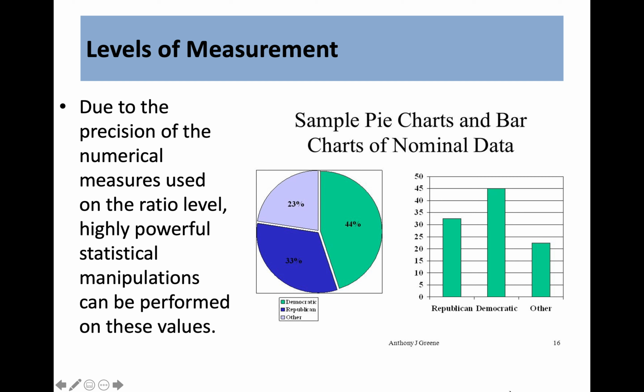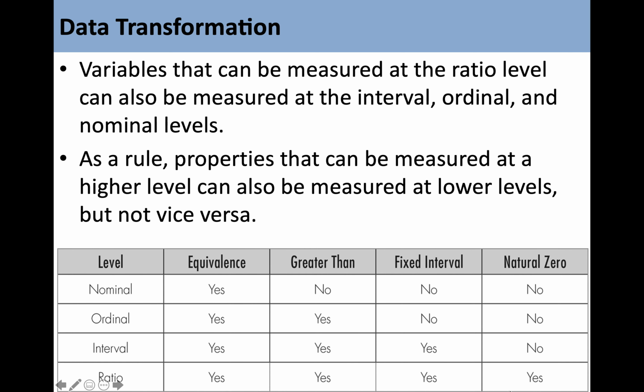And as you can see, the percentage of Democrats, Republicans, and others, 33% are Republicans and 44%. I don't know when this was. Anyway, as you can see, there are more Democrats than Republicans. Variables that can be measured at the ratio level can also be measured at the interval, ordinal, and nominal levels. As a rule, properties that can be measured at the higher level can also be measured at lower levels, but not vice versa.